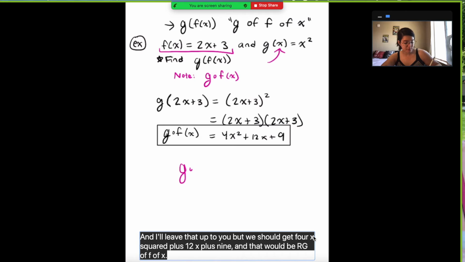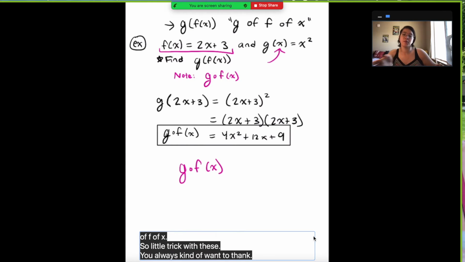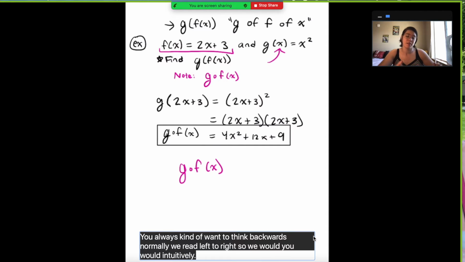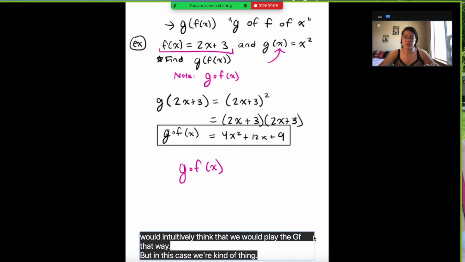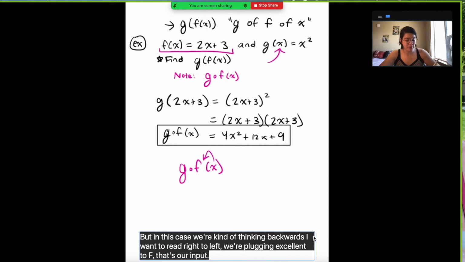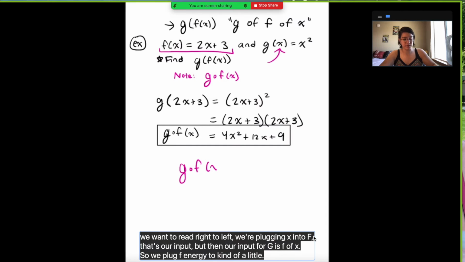So a little trick with these. You always kind of want to think backwards. Normally we read left to right, so you would intuitively think that we would plug g into f that way. But in this case, we're kind of thinking backwards. We want to read right to left. We're plugging x into f, that's our input. But then our input for g is f of x. So we plug f into g. So kind of a little bit counterintuitive there.